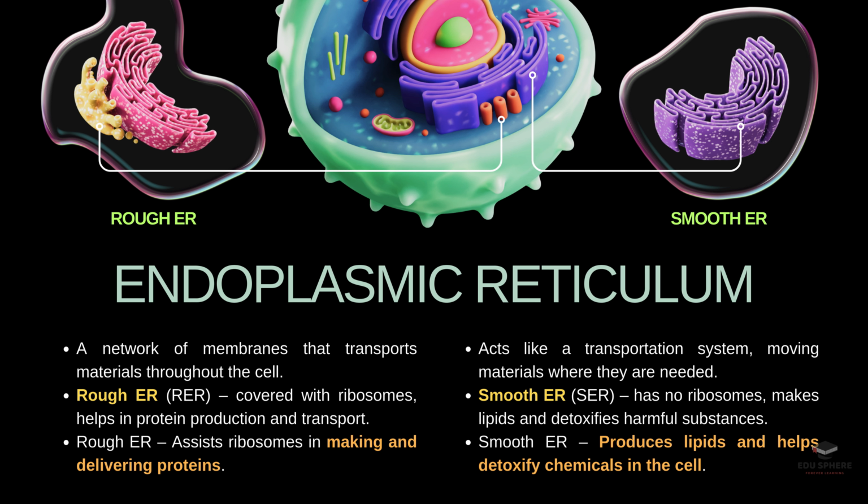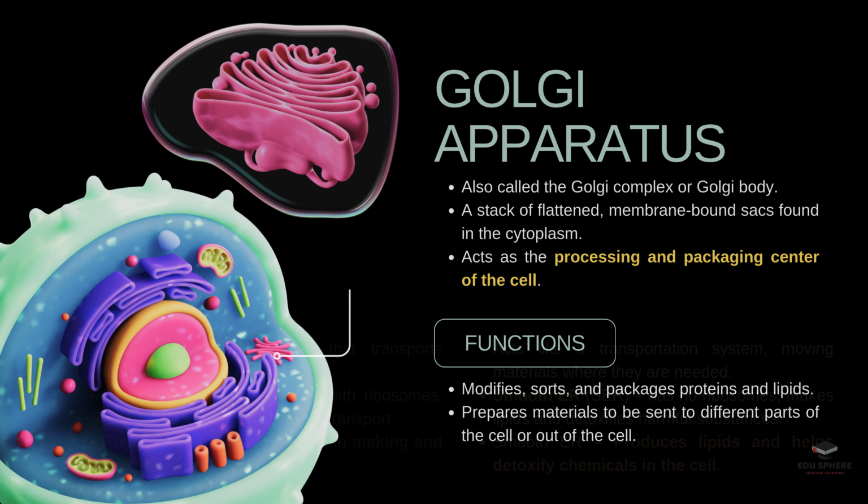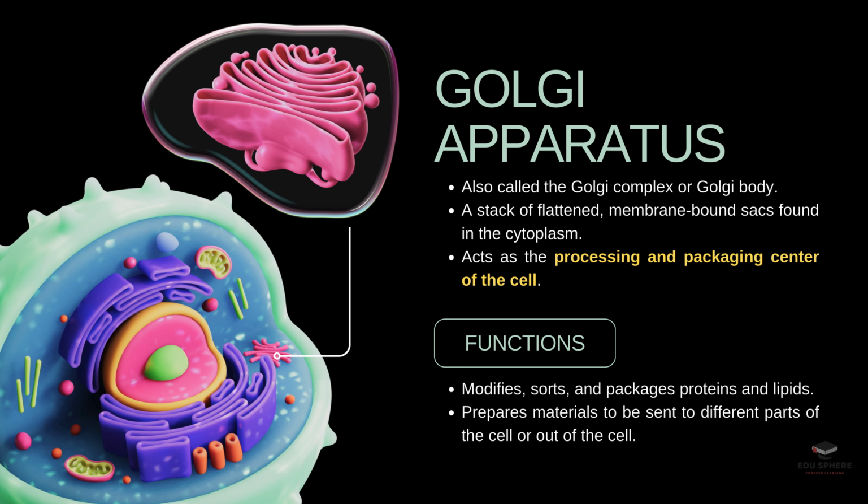The smooth endoplasmic reticulum lacks ribosomes. It is responsible for producing lipids, or fats, and it also helps detoxify harmful substances. Once proteins and lipids are made, they often need further processing and packaging. That's where the Golgi Apparatus comes in. You can think of it as the cell's post office.